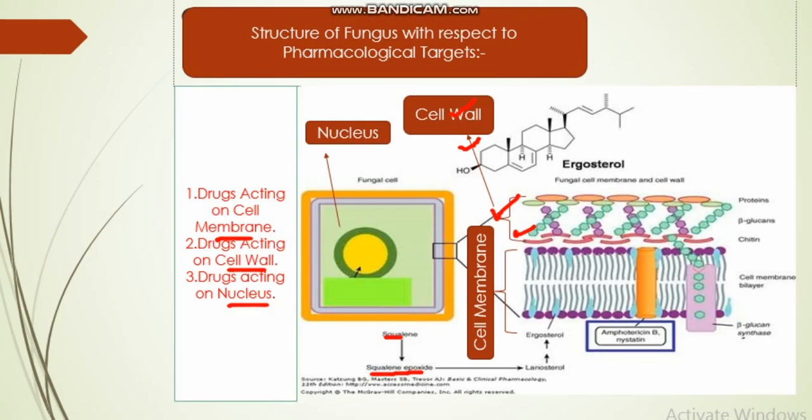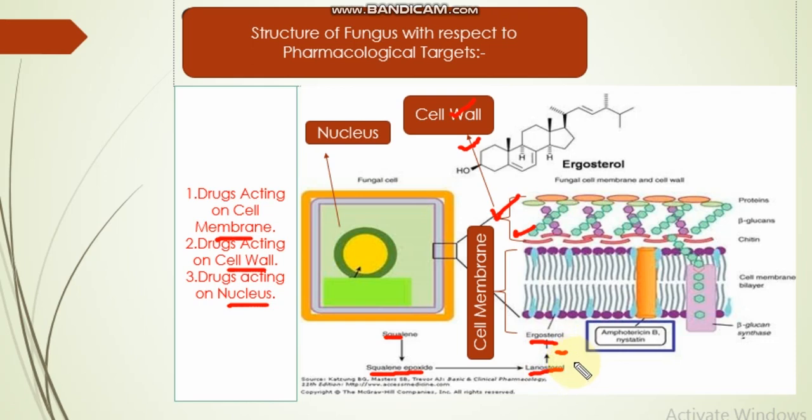Azoles work by the inhibition of the 14 alpha demethylase enzyme, which is responsible for the conversion of lanosterol into ergosterol. So azoles bind to the 14 alpha demethylase enzyme, which is present here and responsible for the conversion of lanosterol into ergosterol.